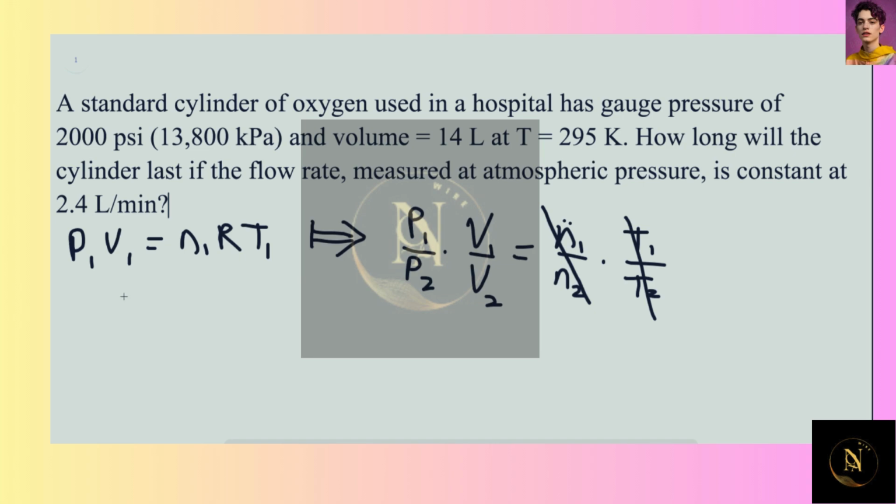So therefore we're going to make V2 the subject in this case, so V2 is equal to P1 over P2 multiplied by V1. And in this case, we know that the pressure is 1.38 times 10 to the 7 pascals.